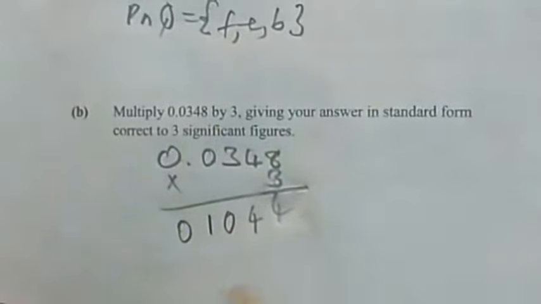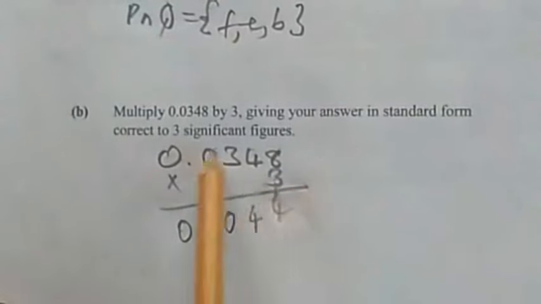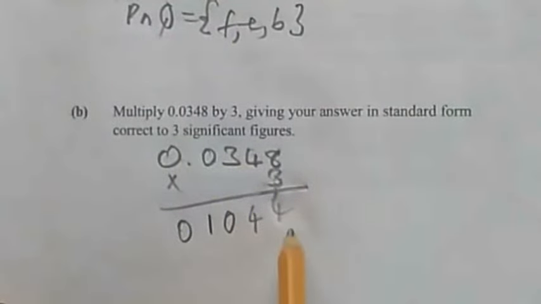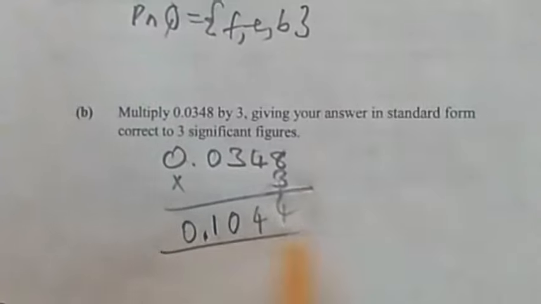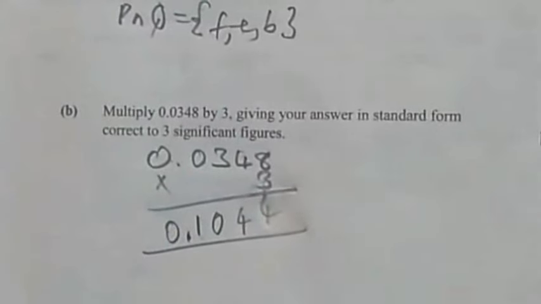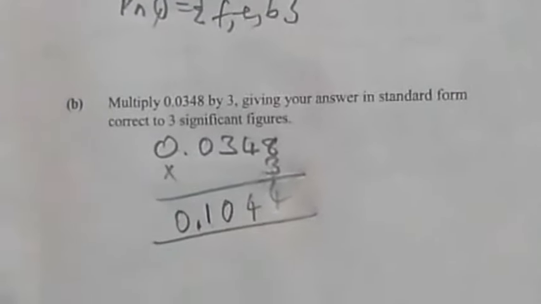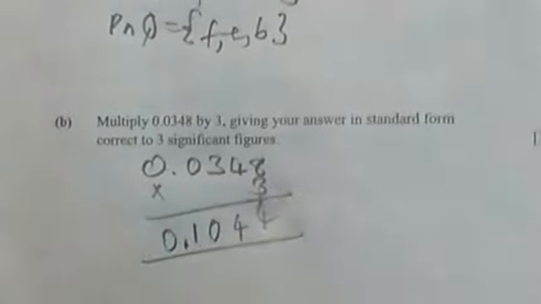How many decimal places are in these two numbers I've multiplied? There are 4 decimal places. So I'm going to count 1, 2, 3, 4. So the point is going to be here. This is the answer I've gotten after multiplying. What we're going to do now is write this number to 3 significant figures.